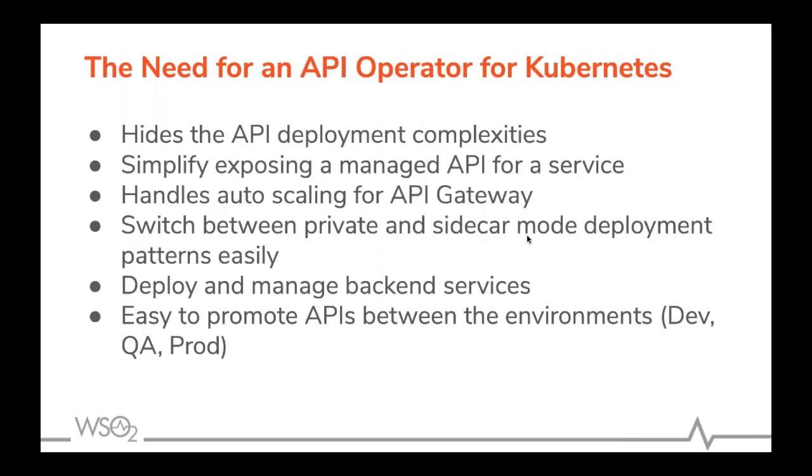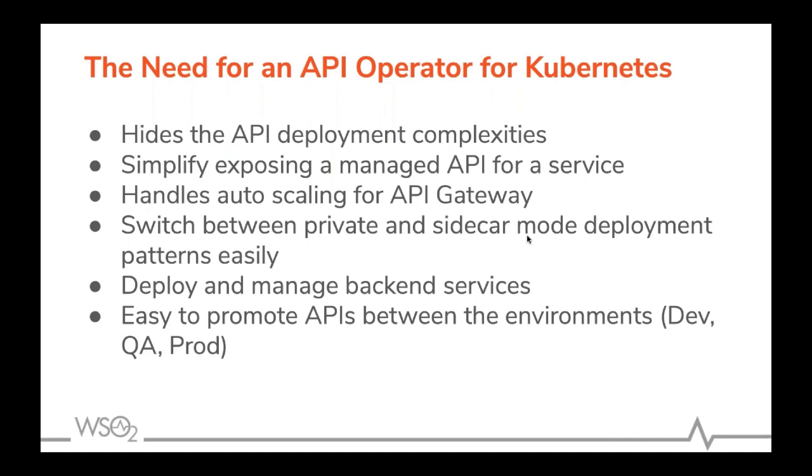So let's look at the need for an API operator for Kubernetes. This basically hides the API deployment complexity. Now you don't need to come up with deployment YAML and service YAML for deploying your API gateway in Kubernetes. If you use the API operator, you will deploy your API gateway in a few minutes. This simplifies exposing a managed API for a service, and it handles auto scaling for the API gateway. Your API gateway will auto scale based on the CPU load, so you don't need to monitor and scale it manually.